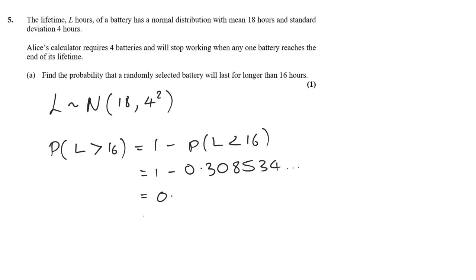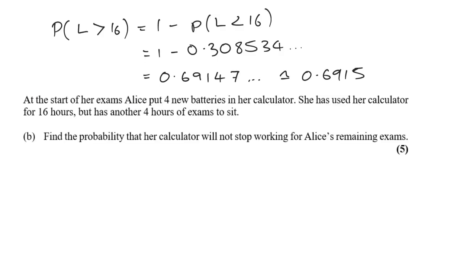Using that, we get 0.6914, for example, maybe round that off to 0.6915 to 4 decimal places. Now on to part B.